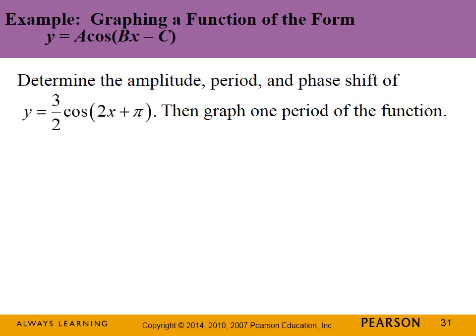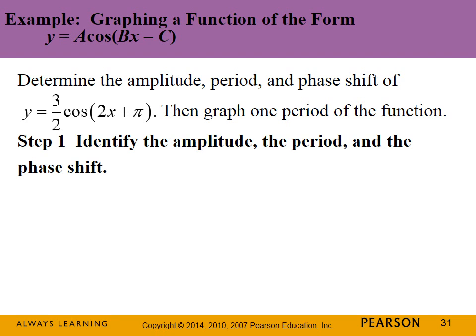Okay, our last example is going to be to determine the amplitude, period, and phase shift of the function y equals 3/2 cosine of (2x plus pi), and then we're going to graph one period of the function. So using the 5-step procedure that we described earlier for both sine and cosine, and you're going to see a very similar procedure when we get to the next section for tangents and cotangents.